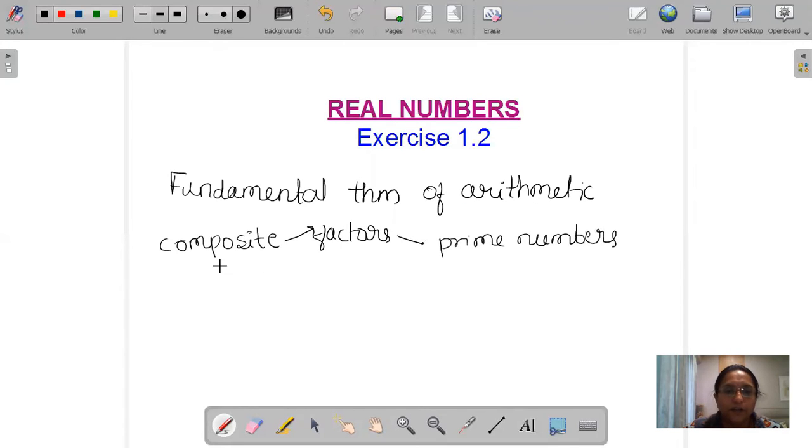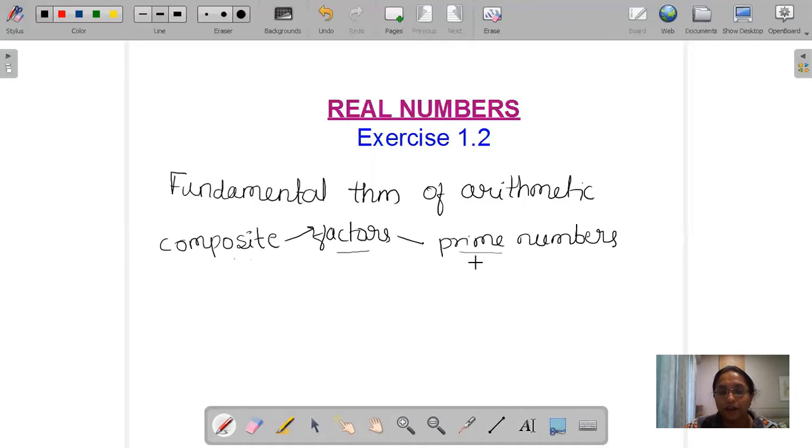Then what is a composite number? A composite number is a natural number which has three or more factors. Minimum three factors it should have, then it is called a composite number. Prime numbers means a number which is divisible by 1 and that number itself. So a composite number can be expressed as factors and these factors will be prime numbers.